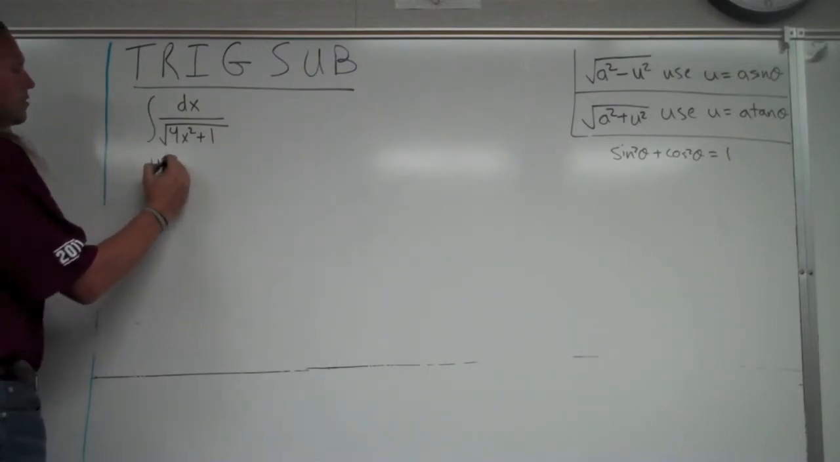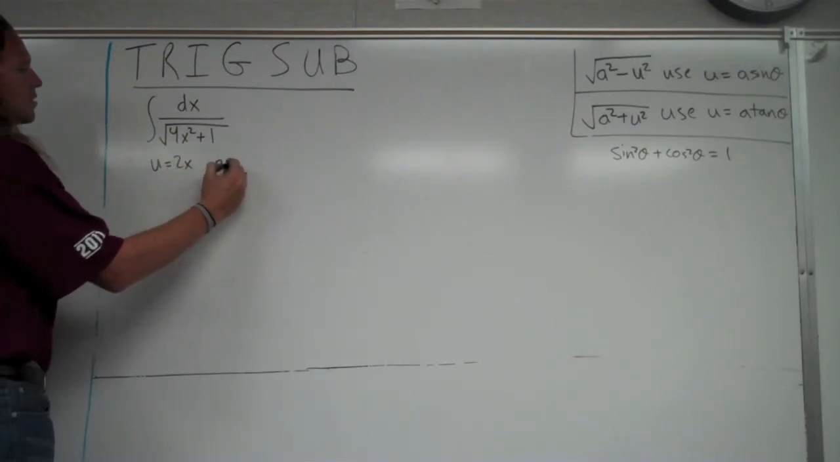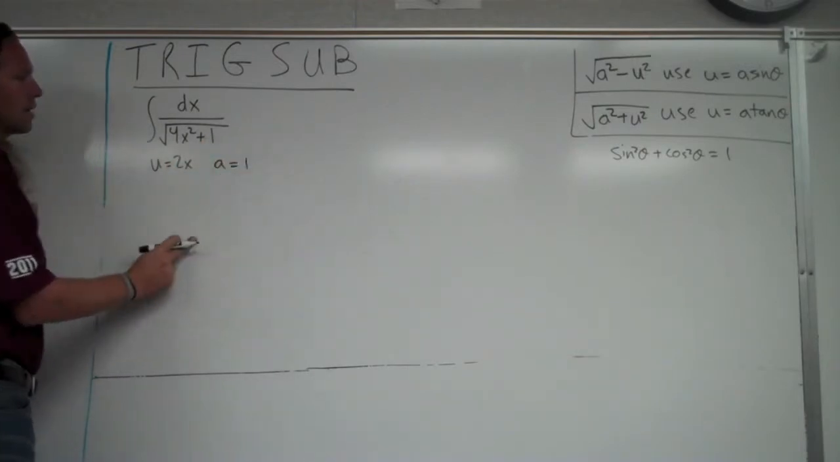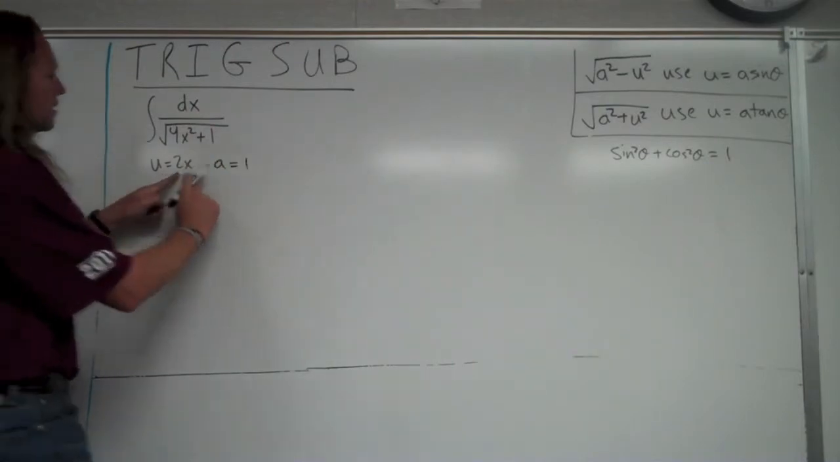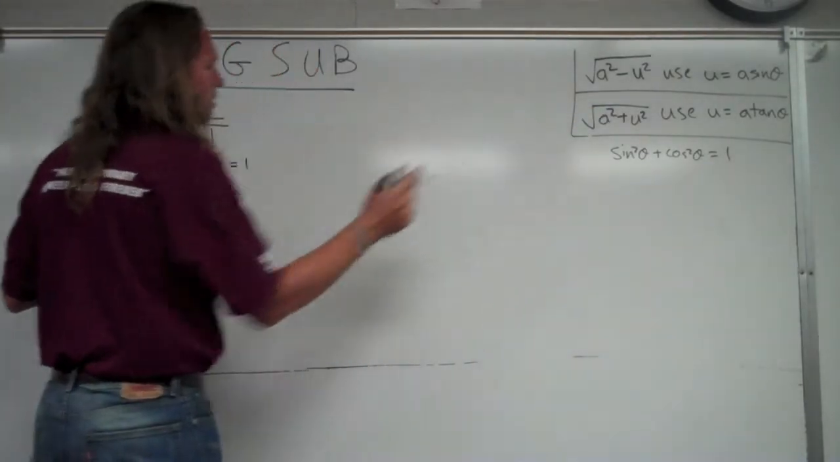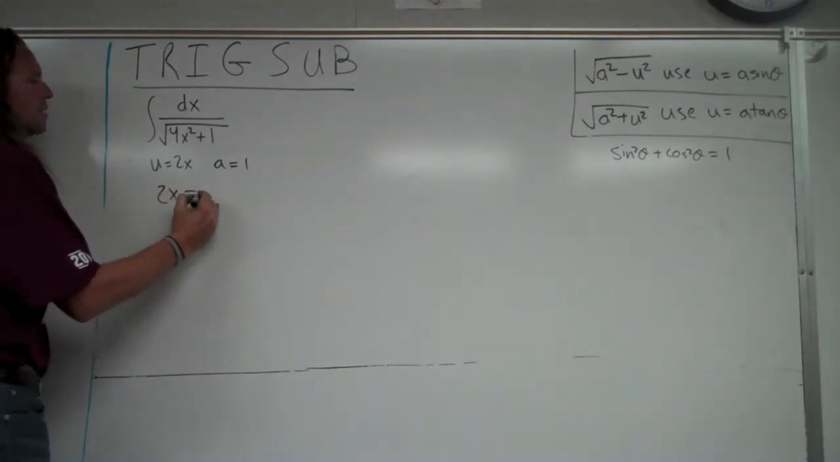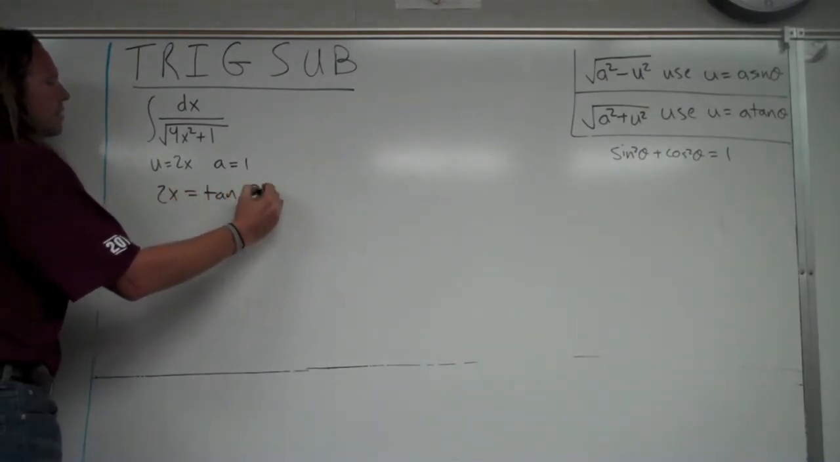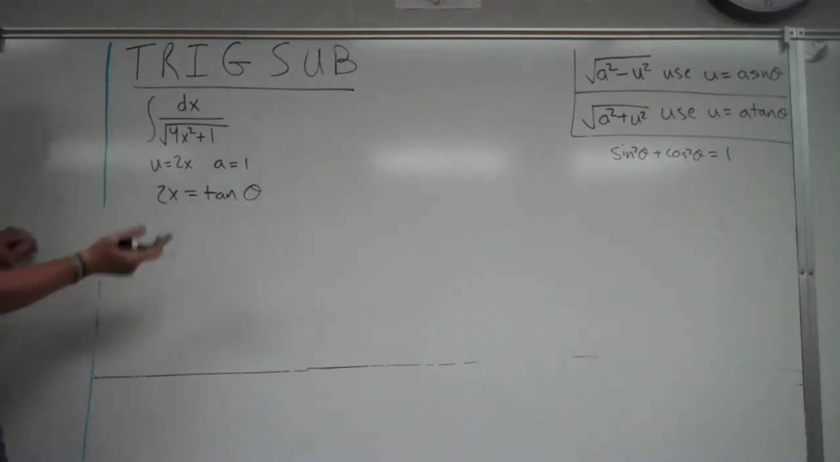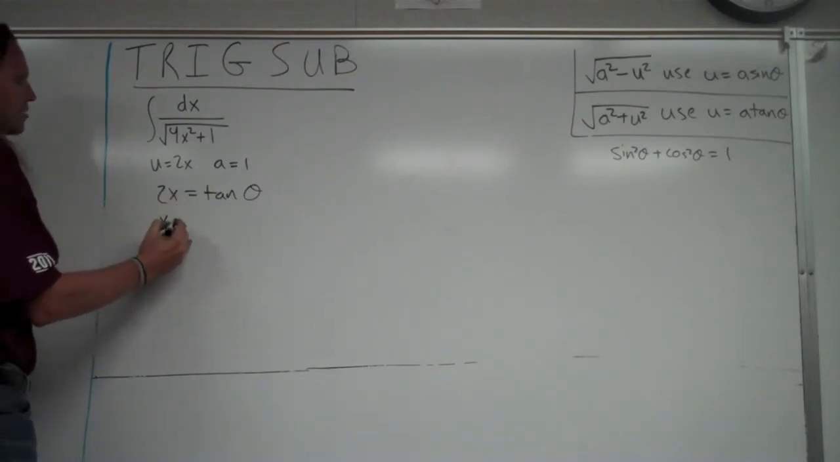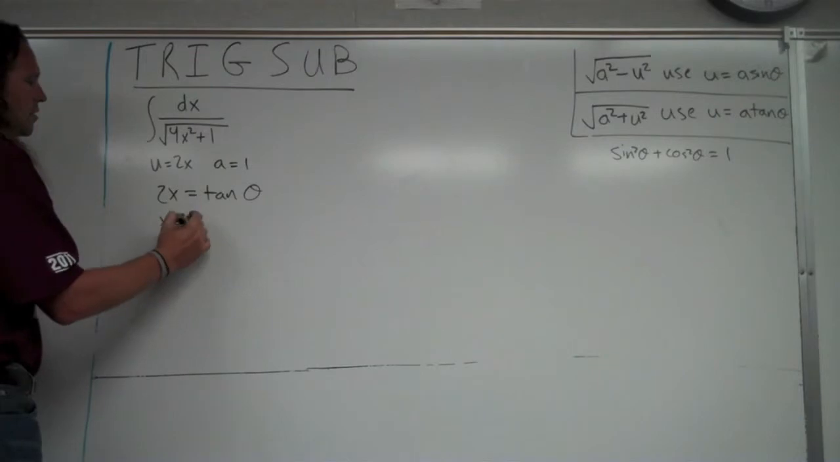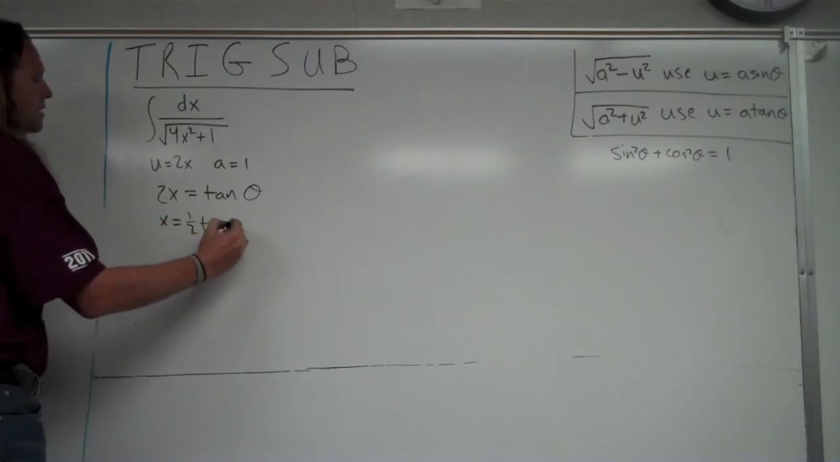So u would be equal to 2x, and the a term, which comes from this, would be equal to 1. Then we plug in 2x for u and 1 for a, and we get that 2x is equal to tan theta. I need to figure out what my dx is, so before I take the derivative, I'll divide by 2 to get x equals 1/2 times tangent theta.